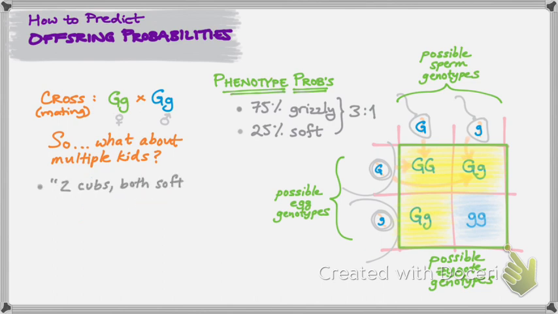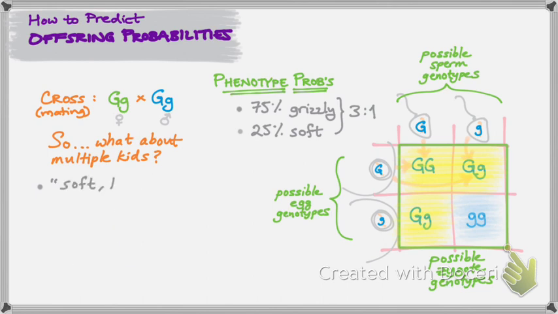So, if we're going to do an example, where both kids are going to have soft fur, with independent events, you multiply the probabilities together. So, here's the first one, here's the second one. The probability of soft, we already know is 1/4. The probability of the second kid having soft fur, also 1 in 4 possibility. Multiply them together, you get 1/16. And you can transfer that to a percentage if you'd like.